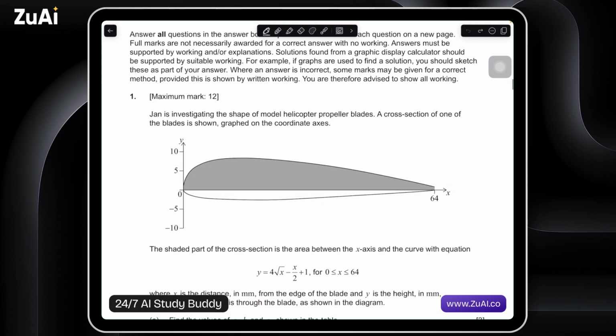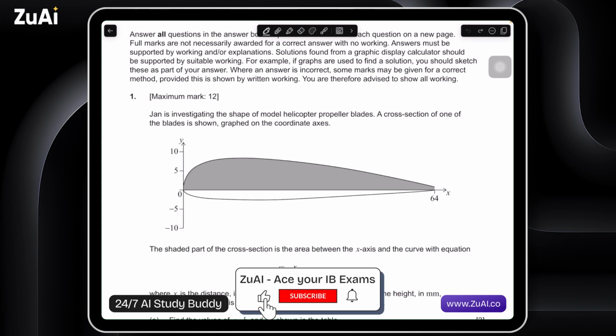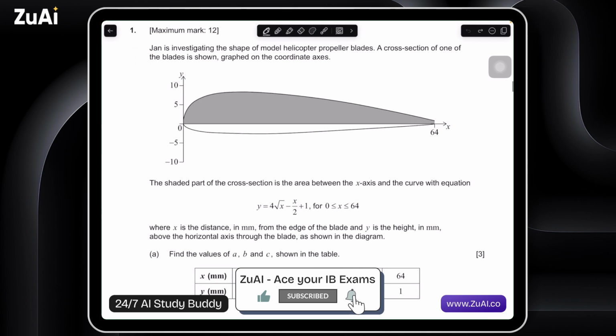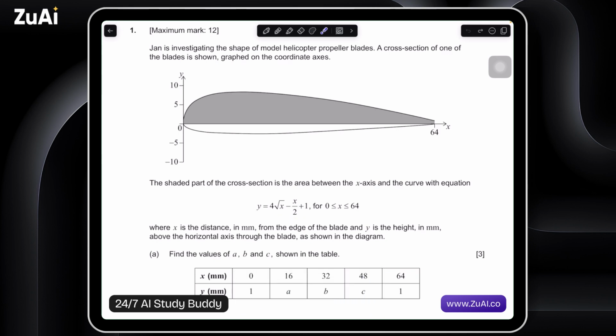Let's read it. Jan is investigating the shape of model helicopter propeller blades. A cross-section of one of the blades is shown, graphed on the coordinate axes. The shaded part of the cross-section is the area between the x-axis and the curve with equation y equals 4 root x minus x over 2 plus 1. And we have this given domain right here, where they're saying for certain inputs, x is greater than 0 and less than 64.